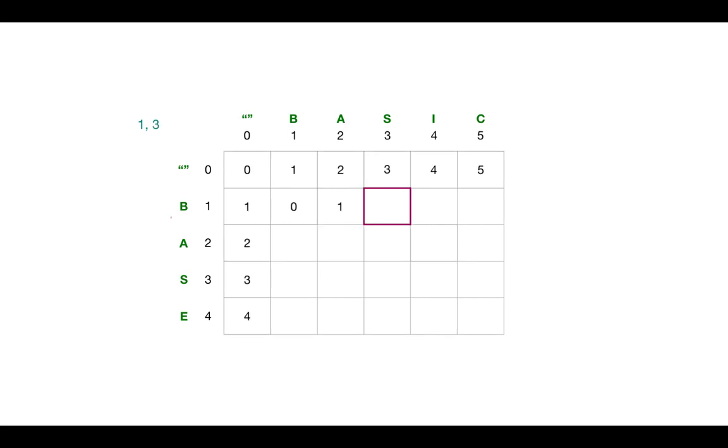Next is letter S. B is not equal to S, so we look back to convert B to BA. It took one operation, so here we can add 1 to this and update 2. Similarly, for I, it will be 3 and for C, it will be 4. That means to convert B to BASI, it takes 3 operations, and to BASIC, it takes 4 operations.